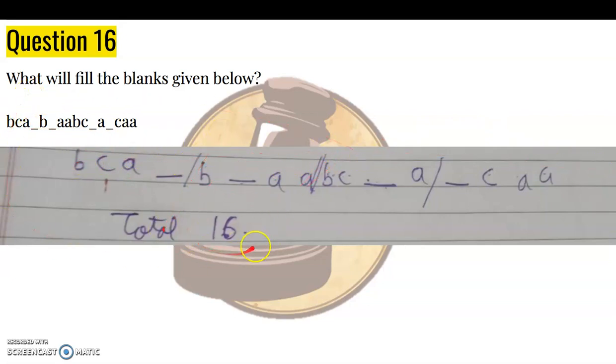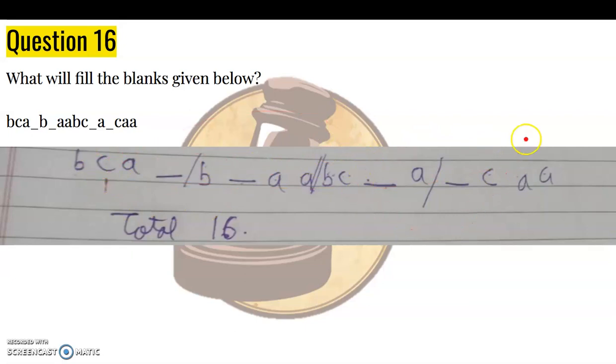So 16 can be divided into 4 into 4 or 8 into 2, but it's always better to divide them in multiples of 3 or 4, because that is what the examiner is usually trying to hide the series in. So we divide it into 4 into 4 and then we look at the remaining series.